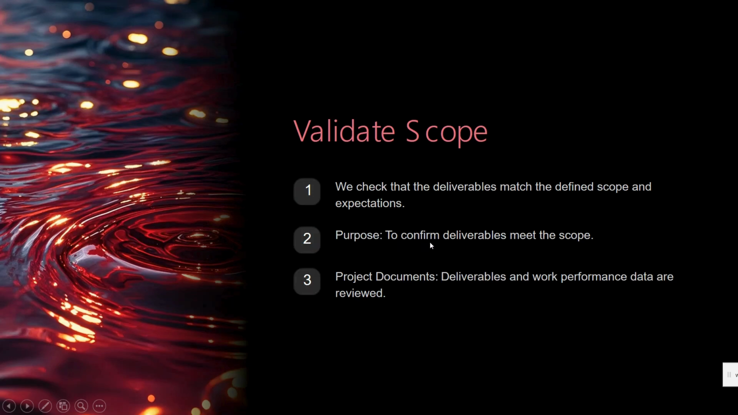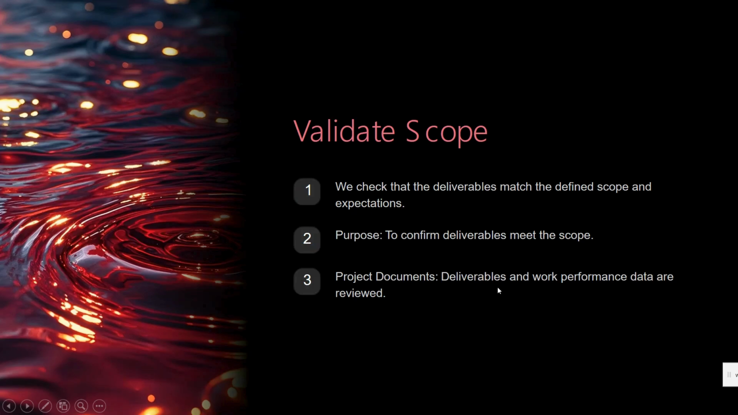Next, we have the purpose: confirm the deliverable meets the scope. This step ensures that the project's deliverables meet the defined scope. It's like checking if what we have delivered matches the initial expectation. So the product documents, deliverables, and work performance data are reviewed.